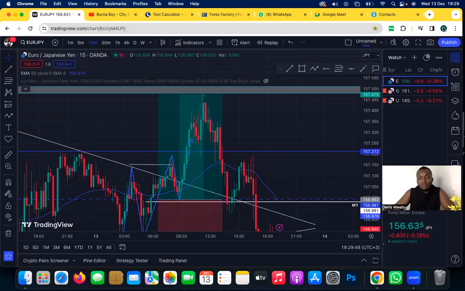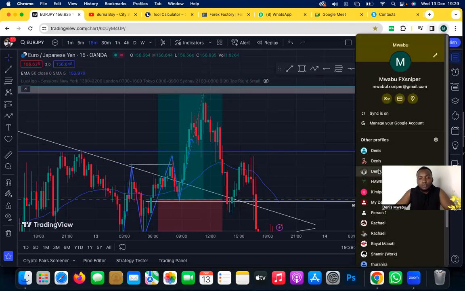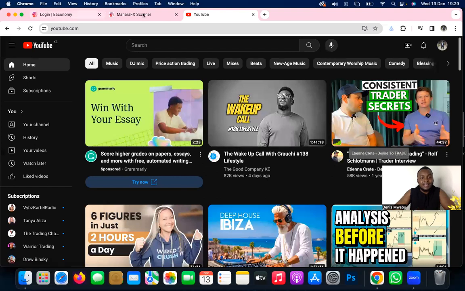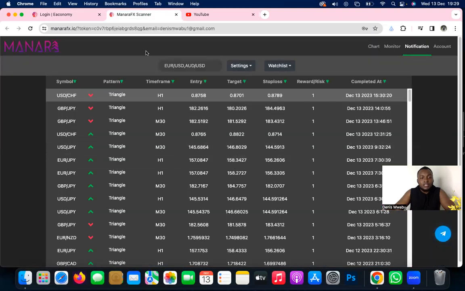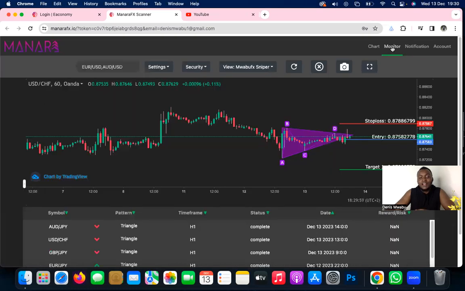So how are we really able to identify these triangles? This is where I'm going to blow your mind, right? So we have an auto trading analysis software here. And on this software, we have put in settings. I know maybe on the internet you've heard about Manara, but for me, I'm really using it from a very, very different angle.